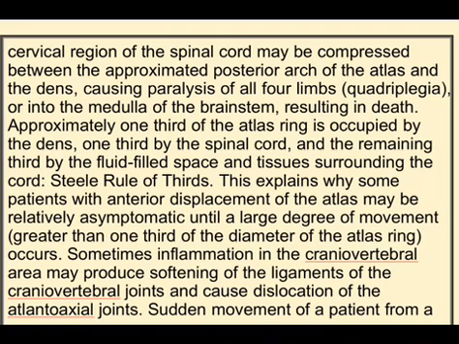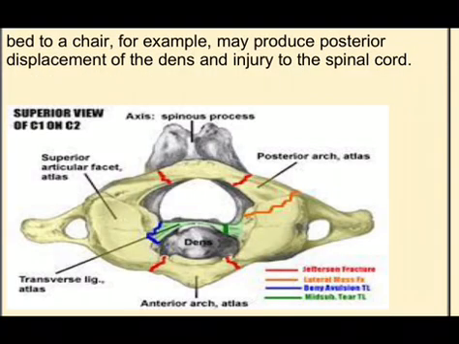Sometimes inflammation in the craniovertebral area may produce softening of the transverse ligament or other ligaments of the craniovertebral joints, and this can cause dislocation of the atlantoaxial joints. Sudden movement of a patient from a bed to a chair, for example, may produce posterior displacement of the dens and injury to the spinal cord in case where you have an issue with the transverse ligament of the atlas. Right here is an illustration of a superior view of the atlas and axis, and the ligaments, the transverse ligament of the atlas is shown there.